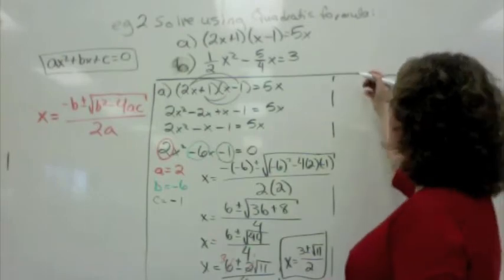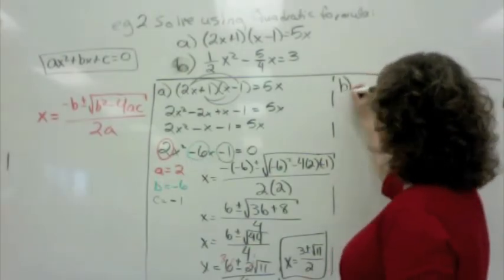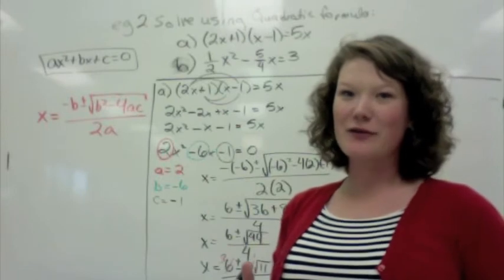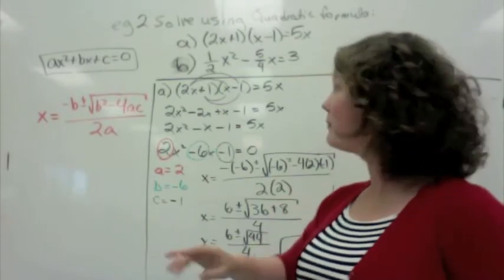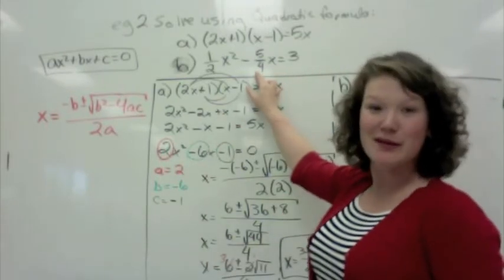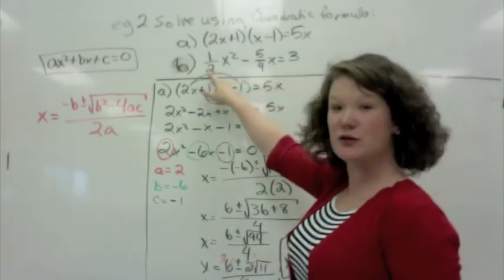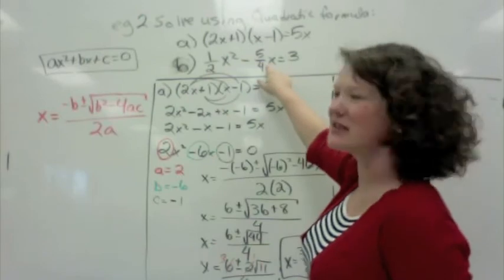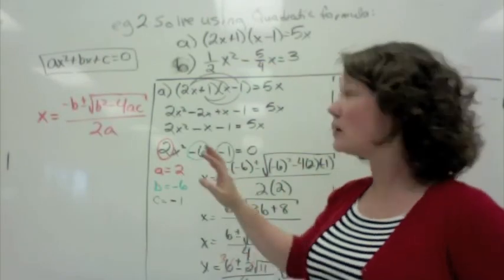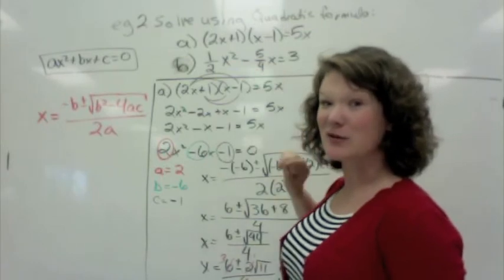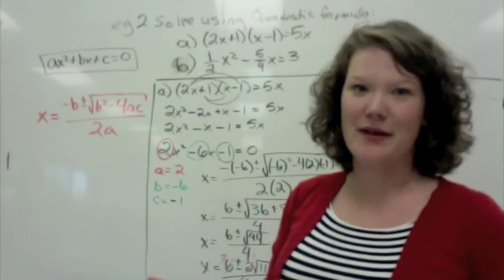All right, let's move on to B. This one's a little tricky. When we don't like dealing with fractions, what do we do? We multiply by the lowest common denominator. So if I multiply through by a 2, I'm still going to have this as a fraction. However, if I multiply by a 4, guess what? We can get rid of some of those fractions, and then we don't have to deal with them.